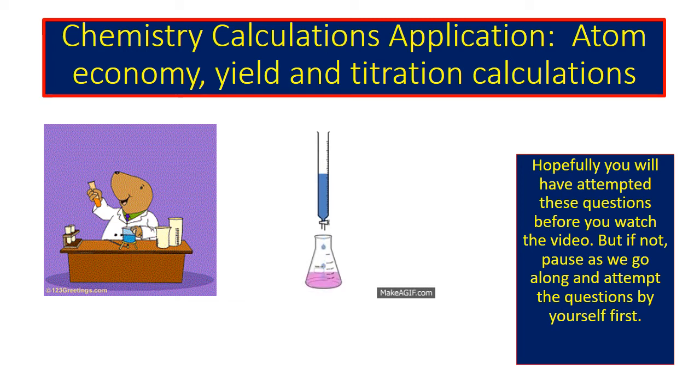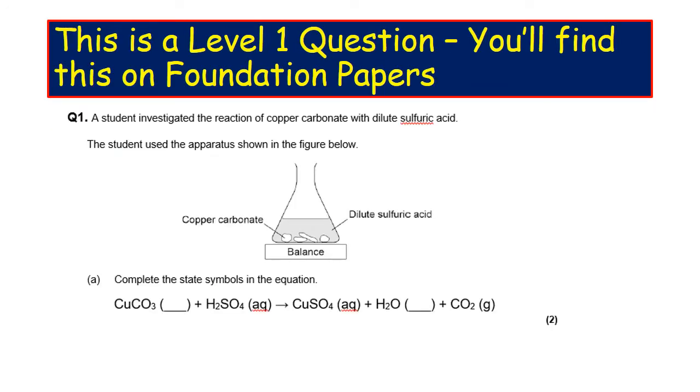We're going to be looking at some chemistry calculations, in particular atom economy, yield and titration calculations. If you're in my class, you will hopefully have attempted these questions before, but if not, you can see the questions, pause and have a go as we go through. So question 1, we have a student investigating a reaction between copper carbonate and dilute sulfuric acid, and we can see the equipment set up there.